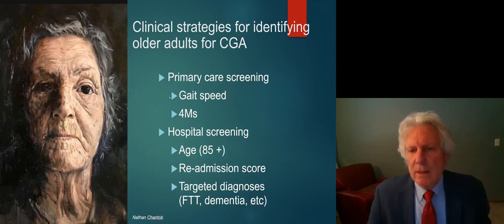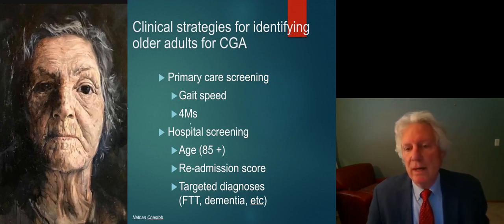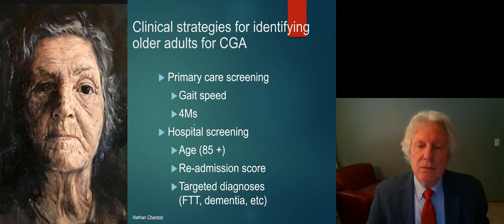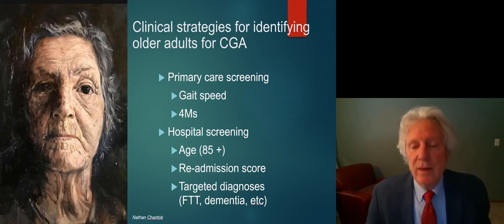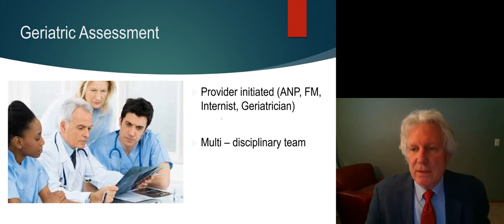be warranted. In terms of hospital screening, again, you could just use age as a cutoff. Some people have a readmission score, and so a high readmission score would also prompt geriatric assessment. And then also identification of specific diagnosis. So if you have somebody that comes in with failure to thrive syndrome, cognitive impairment, delirium, fall history, any number of those findings would and should prompt a geriatric assessment consult.